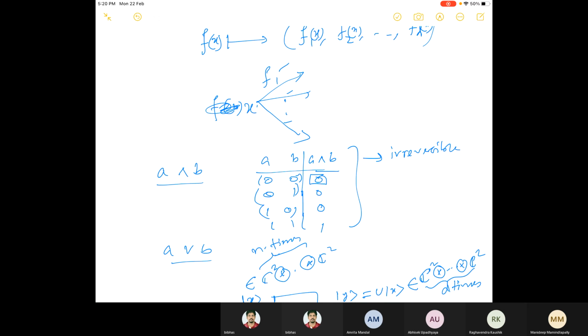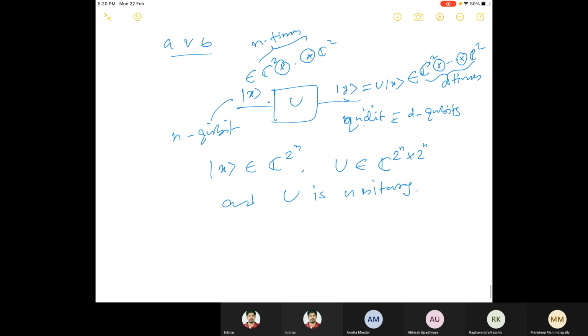an OR gate, classical OR gates are not reversible. Reversible means you cannot get back to your input from the output uniquely. That's the problem. But here it is always possible, due to the postulates of quantum mechanics.